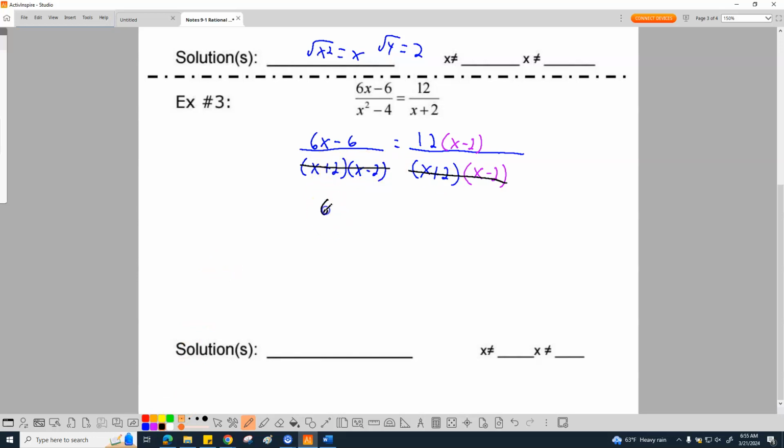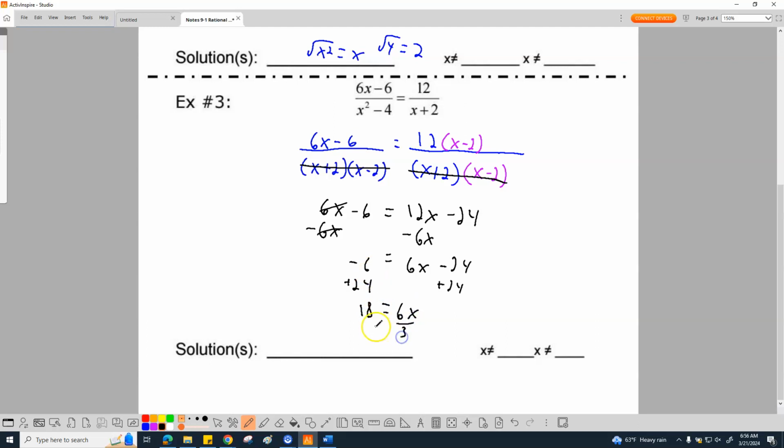And now what you have is 6x minus 6 equals, I'm going to distribute. 12 times x is 12x. 12 times negative 2 is negative 24. I'm going to subtract 6x on both sides because I want to get everything... Oh, now this is not x squared, so we want to get x's on one side and numbers on the other. So don't forget that. This cancels out. I get negative 6. 12 minus 6 is 6, and then minus 24. I'm going to add the 24 on both sides, and I end up with 18 equals 6x.